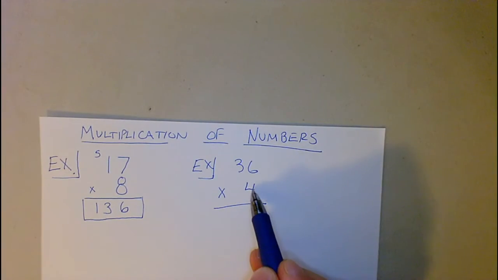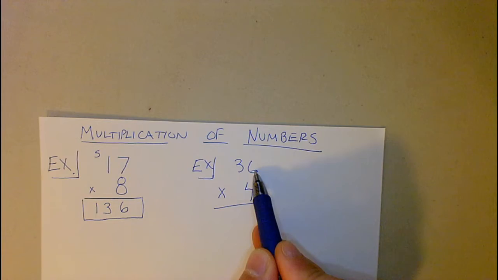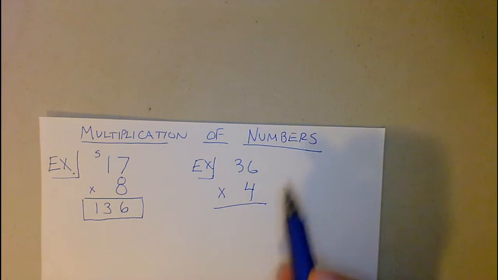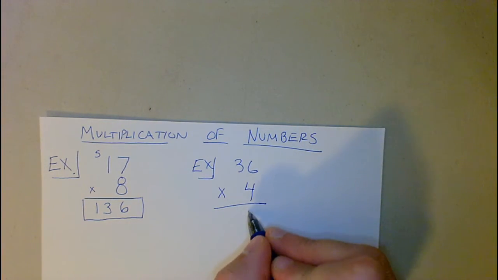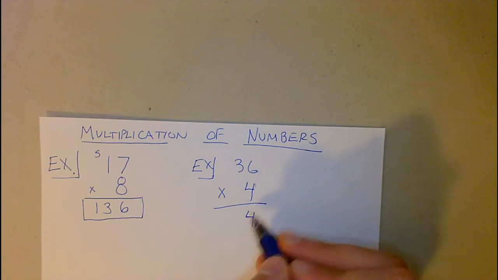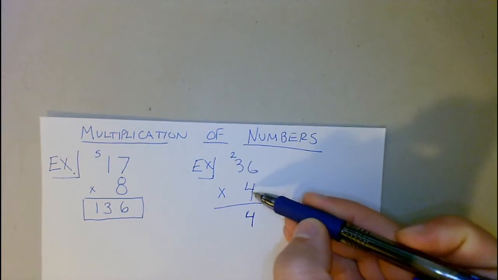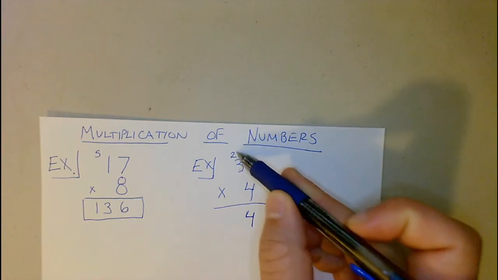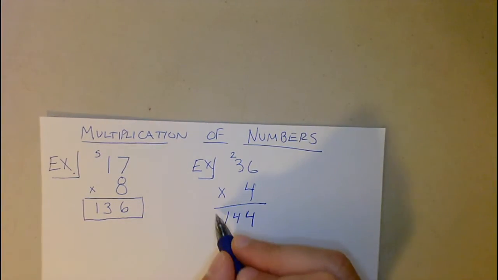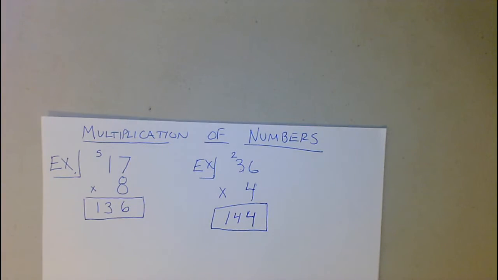Let's do 36 times 4. Same idea. I'm going to start with this 4. I'm going to multiply by the 6. And I'm going to keep moving my way left until I'm done. So 4 times 6 is 24, so I put the 4 here and I carry this 2. 4 times 3 is 12, plus 2 more is 14. And so I get my answer of 144.